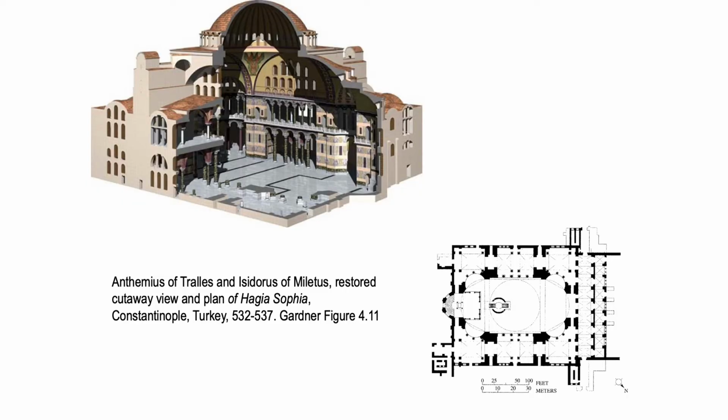This is a cutaway view of Hagia Sophia. You can see the dome that rests on top. Now, I know this part looks a little bit square, but I promise you it is a dome on top of a dome. And then you can see how tall the interior is from a cutaway viewpoint.